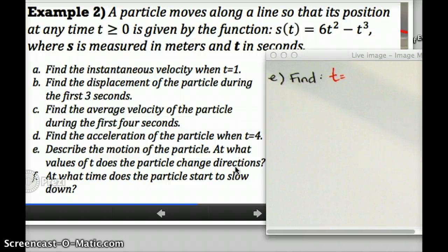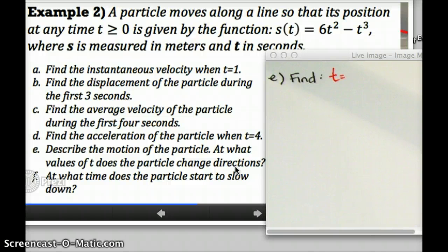So changing directions is the same thing as saying, at what time does the particle stop moving? Because in order to go from moving forward to moving backwards, it has to stop just for a second to change directions. So if we can figure out the time when it stops moving, then we'll have solved this question.